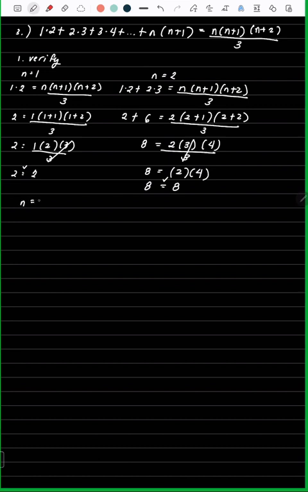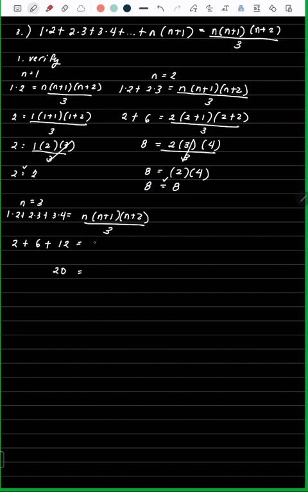So for the last verification, for n is equal to 3, again, on the right side, that would be n times n plus 1, n plus 2 over 3. On the left side, we're going to use 1 times 2, plus 2 times 3, plus 3 times 4, or the first three terms of your sequence. So 1 times 2 is 2. 2 plus 2 times 3 would be 6. 3 times 4 would be 12. All right, so 2 plus 6 plus 12 would be 20.